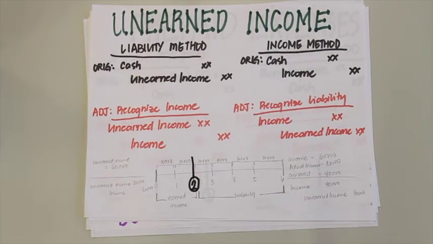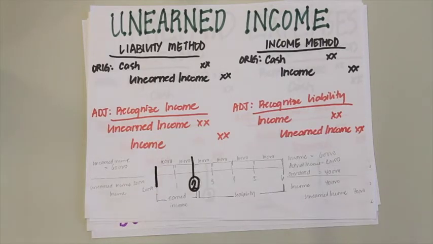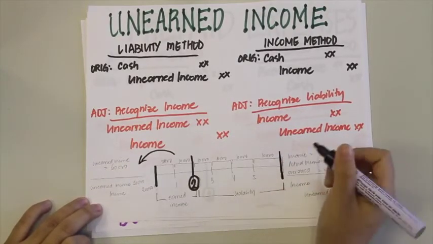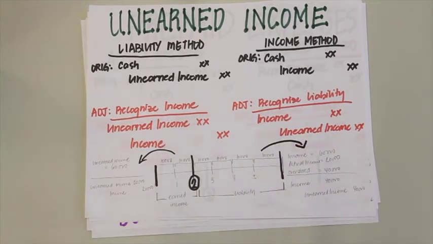The amount to the left of the point of adjustment would be the earned income, which is the adjustment amount under the liability method. The amount to the right would be the liability and would amount to the adjustment for the income method. In this case, the adjustment for the liability method would require a debit to unearned income for 20,000 and a credit to income for 20,000, while the adjustment for the income method would require a debit to income for 40,000 pesos and a credit to unearned income for 40,000 pesos.